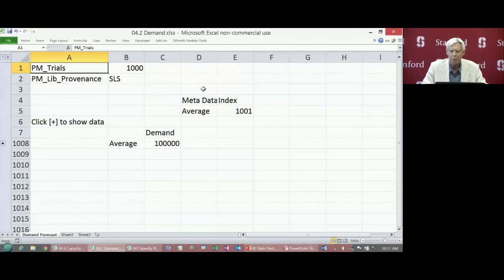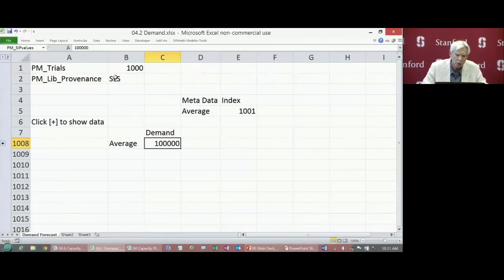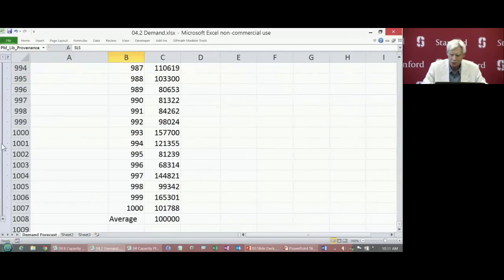It's going to contain 1,000 possible demands for this new product. It has metadata. So for example, the metadata tells us, oh yeah, the average demand is 100,000. And it tells us where the metadata is stored. Oh, look at those. Those are my initials. There's provenance. In other words, this is not just a distribution that the cat dragged in. And if I click the plus sign, boom, there are all 1,000 trials.